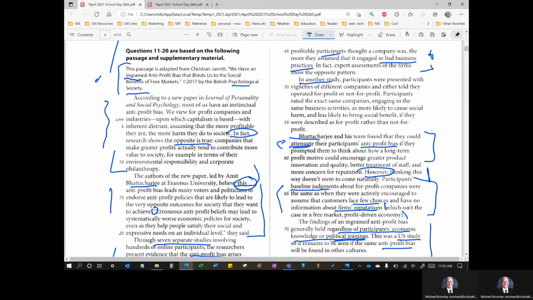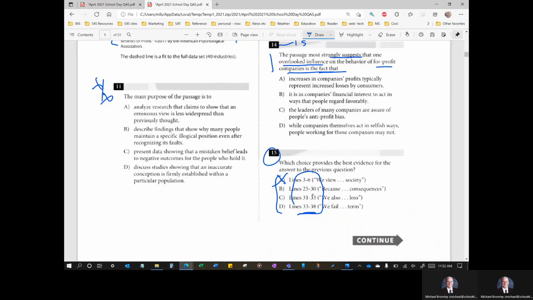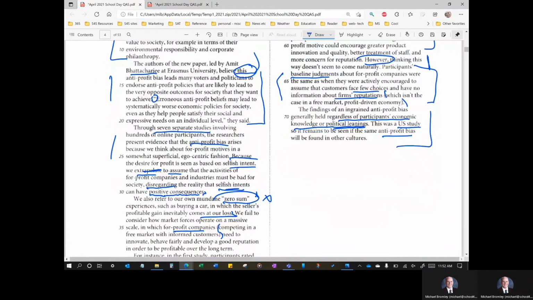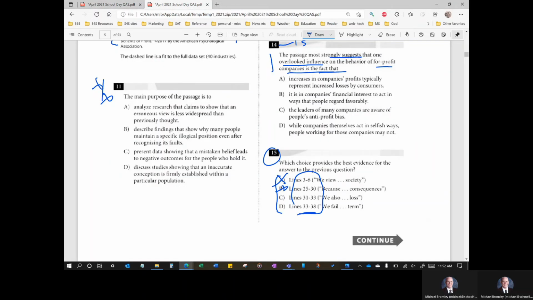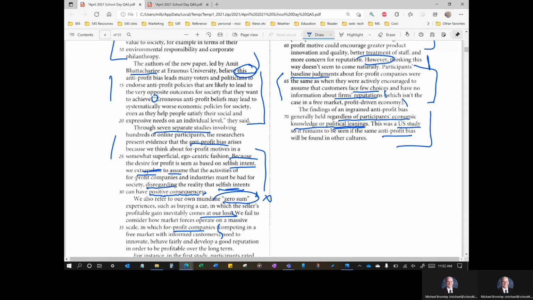Because to consequences. And what lines is that? I always forget the lines. 25 to 30. Because the desire for profit is seen as selfish intent, we extrapolate to assume the activities. Again, this is not an overlooked value, so this doesn't even address the question. 31 to 33.